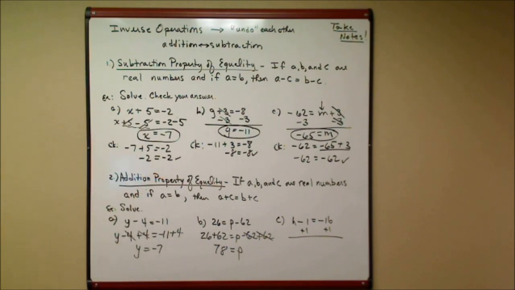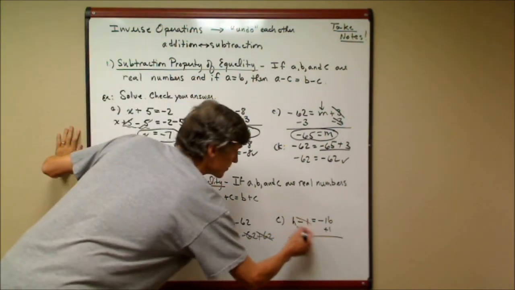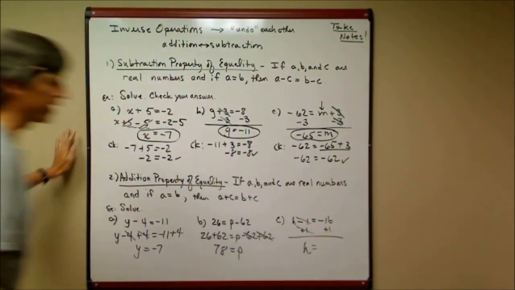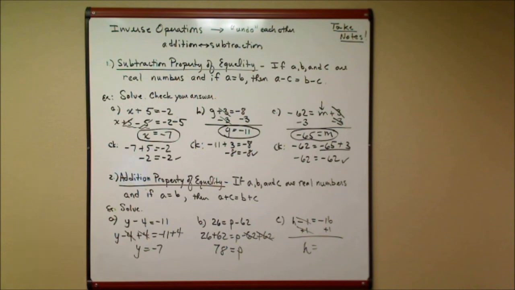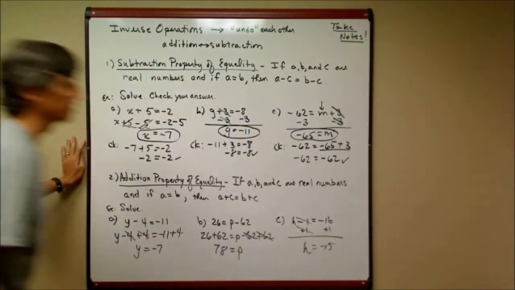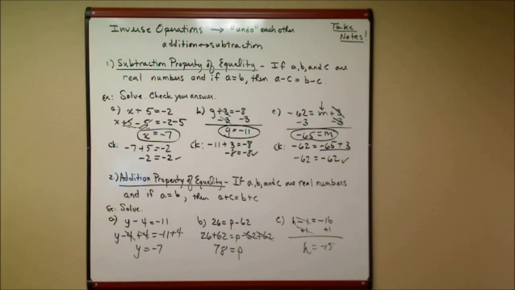On the left side, the minus 1, the plus 1, they're going to cancel out. The variable h is all by itself. And on the right side, I have a negative 16 and a positive 1. One of each, subtract, take the sign of the bigger, I get a negative 15. And that's my answer.